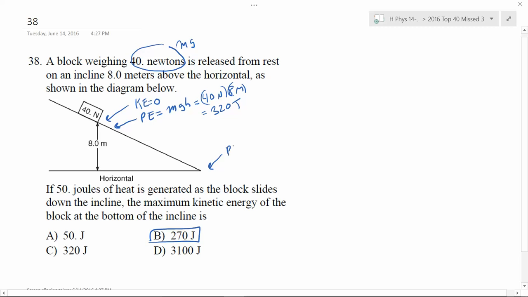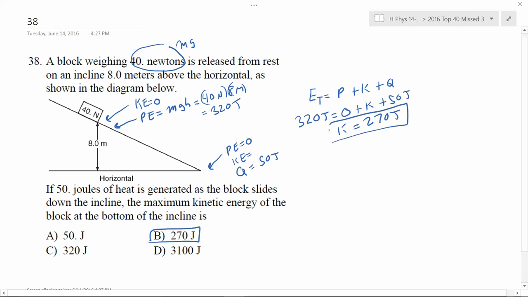At the bottom, the potential energy is zero. We don't know the kinetic energy quite yet, but we're told that the internal energy that it gained on the way down was 50 joules. So the total energy, which should be potential plus kinetic plus internal energy: 320 joules to start, potential energy of zero, mystery kinetic energy, plus 50 joules. That tells us that the kinetic energy had to be 270 joules. And the block is a little bit warmer at the bottom.